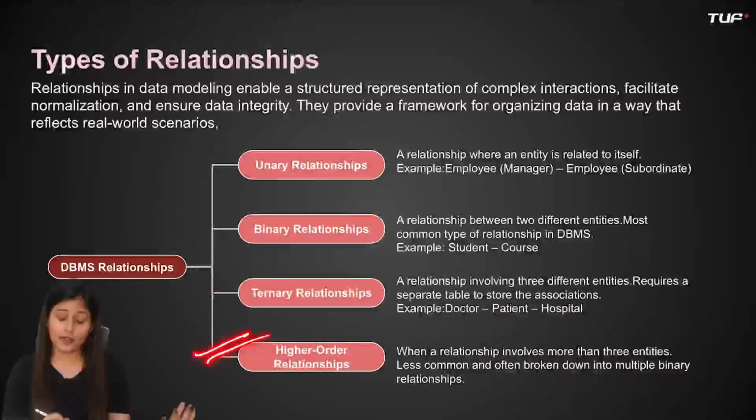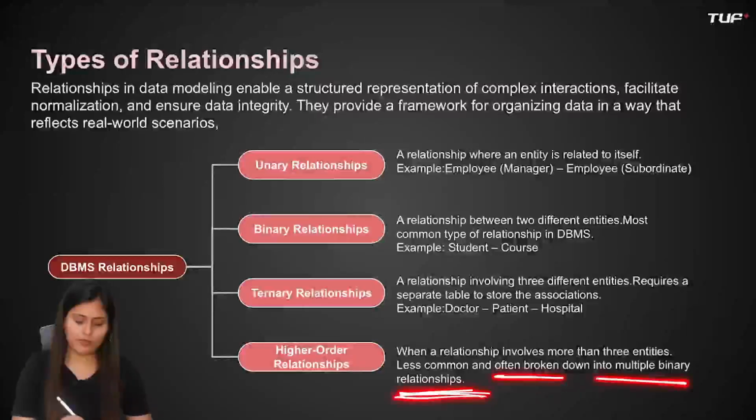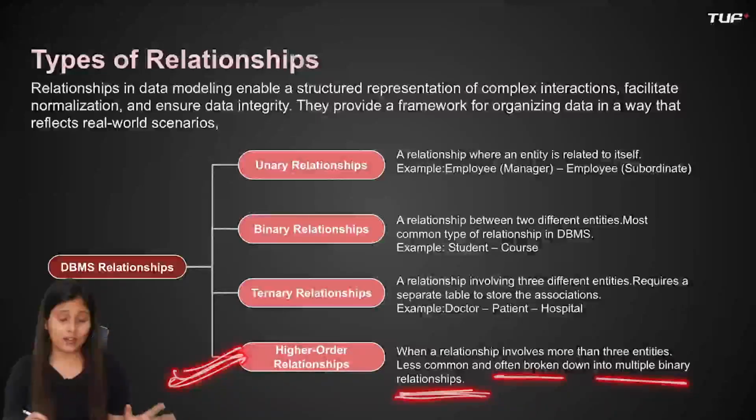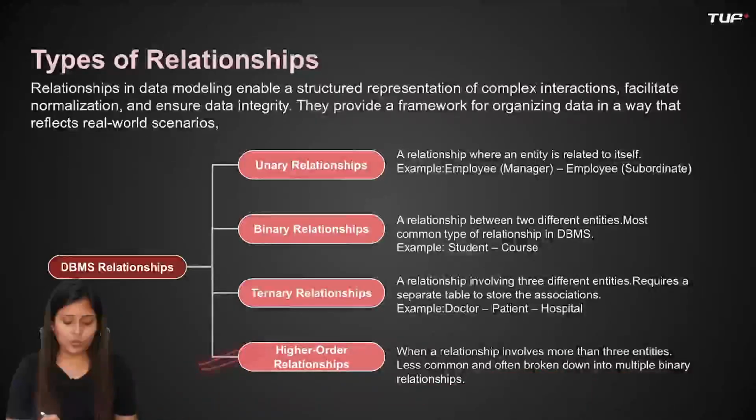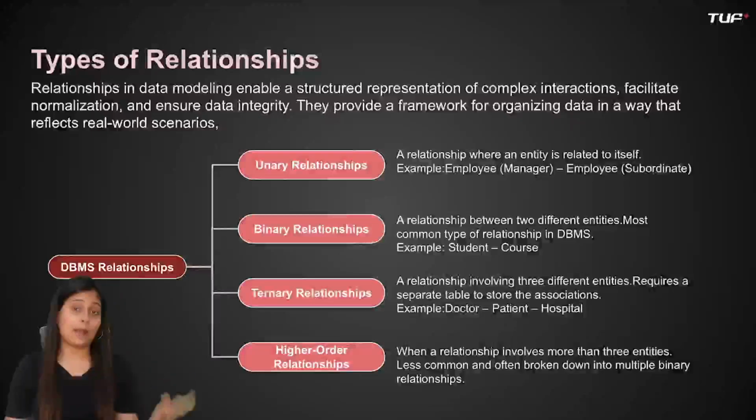Next is higher order relationship or recursive relationship, you can say. This occurs when a relationship involves more than three entities, and it is less common and often broken down into multiple binary relationships. You are going to see this type of relationship very rarely, and in most cases, if it exists, we divide it into multiple binary relationships. So these are the four different types of relationship. Now let's understand and learn one by one in more detail.